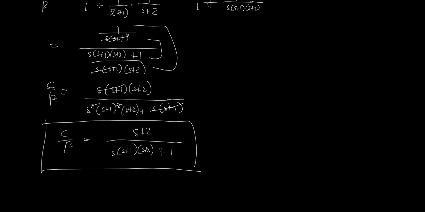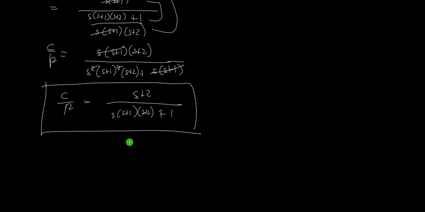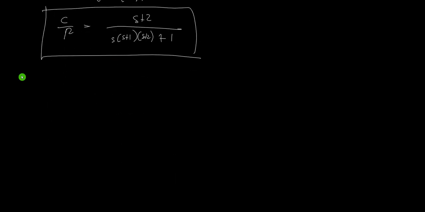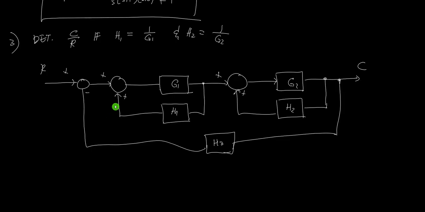Then let's take another example of the reduction. Number 3. Determine C over R if H1 is equal to 1 over G1 and H2 is equal to 1 over G2. We can just substitute this later on when we derive the transfer function, or you can directly substitute it first, then solve it. The other way around, it's the same. It's just the same thing.